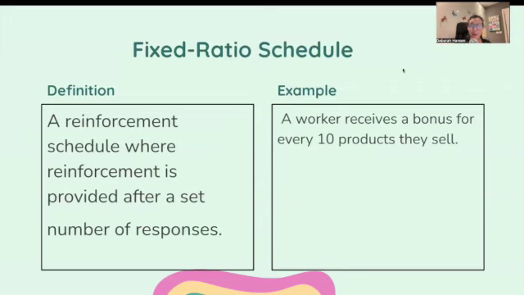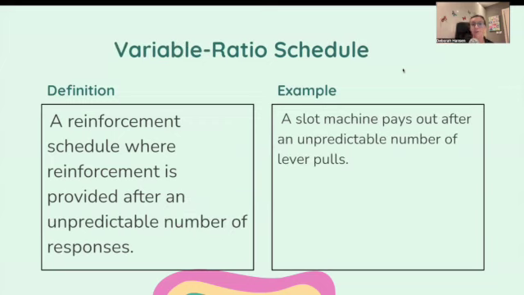Fixed ratio schedule, a reinforcement schedule where reinforcement is provided after a set number of responses. A worker receives a bonus every time the person sells 10 products. That would be a fixed ratio schedule.